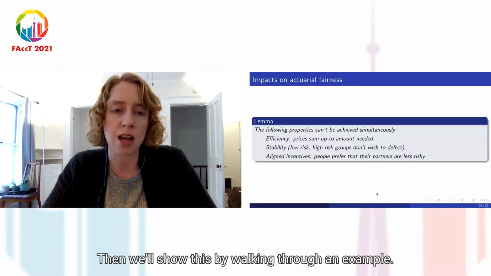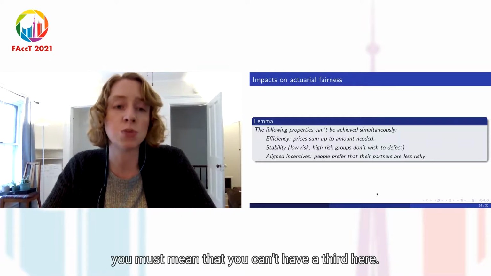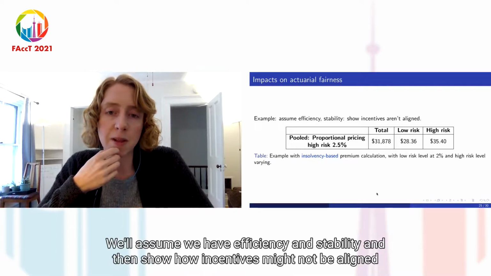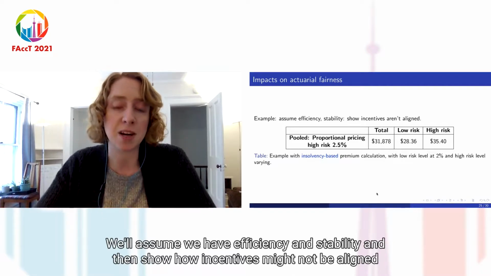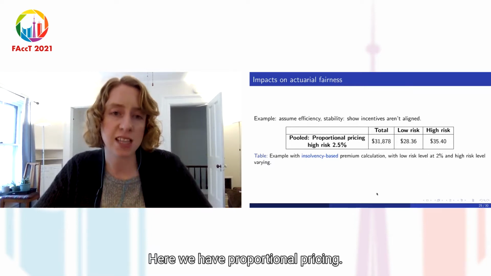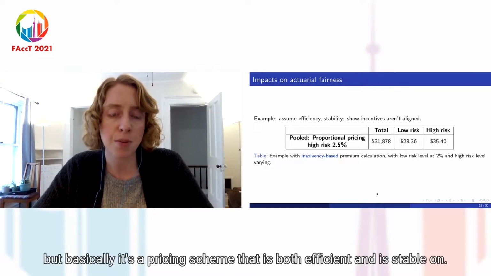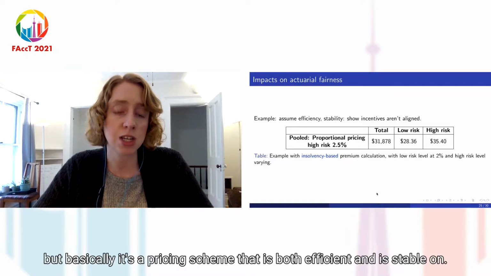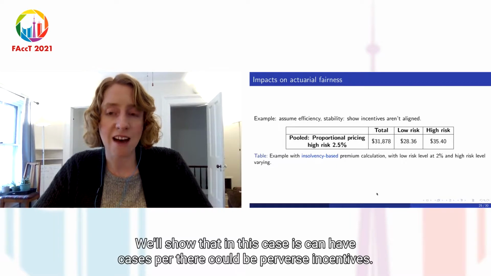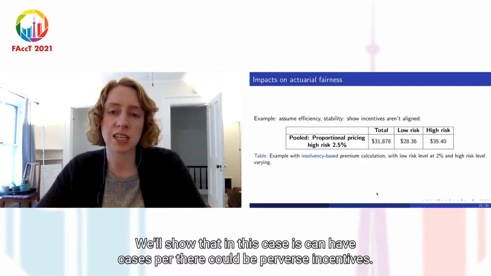And we'll show this by walking through an example. If you have two of these, you can't have the third. Here we'll assume we have efficiency and stability, and then show how incentives might not be aligned. In this example, we have proportional pricing. We go into more detail on this in the paper, but basically it's a pricing scheme that is both efficient and stable. And we'll show that in this case there can be perverse incentives.